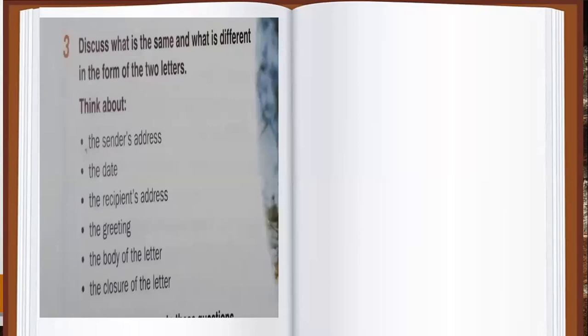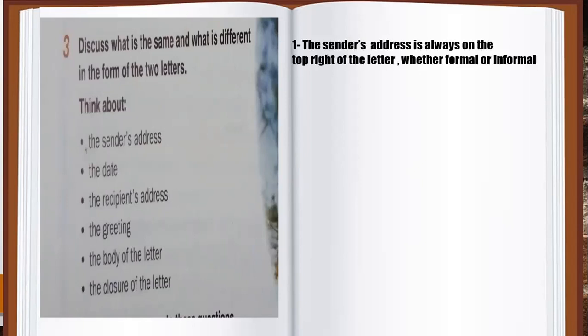Excellent, we have the sender address on the top right of the letter. So the sender's address is always on the top right of the letter whether it is formal or informal. What about the date? Where do we have the date? Excellent. We have the date under the sender's address, as I told you before.